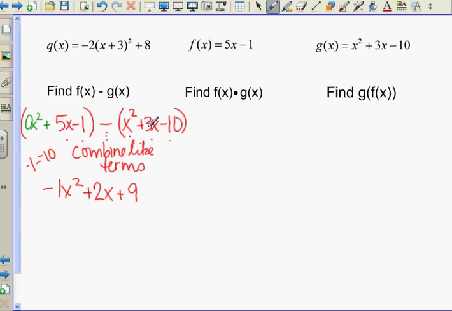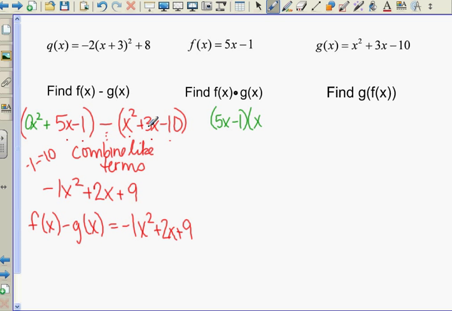So we know that f of x minus g of x is the new function, negative 1x squared plus 2x plus 9. Remember, when we do function operations, we don't get a set answer, we just get a new function. That one happens to still be quadratic. Okay, the middle one says take f of x times g of x. So f of x is 5x minus 1, and we want to multiply that by g of x, which is x squared plus 3x minus 10.